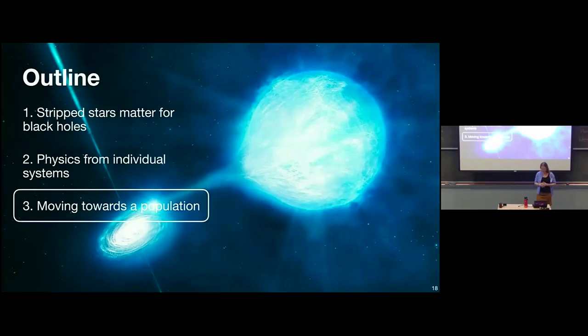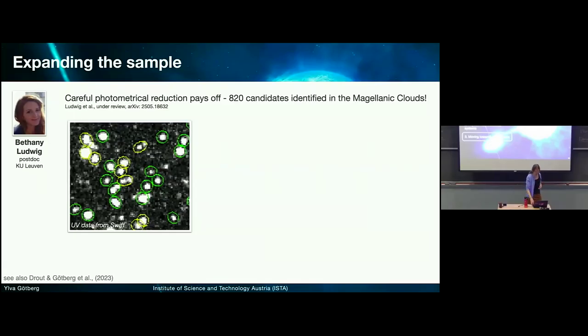So if we're going to move towards a population from these handful of objects, okay, 10-ish objects, we're going to need to do something. Thank you, Ilya. So Bethany Ludwig, who was a PhD student at U Toronto, now a postdoc at KU Leuven, she did careful photometry reduction of the UV images of the Magellanic Clouds.